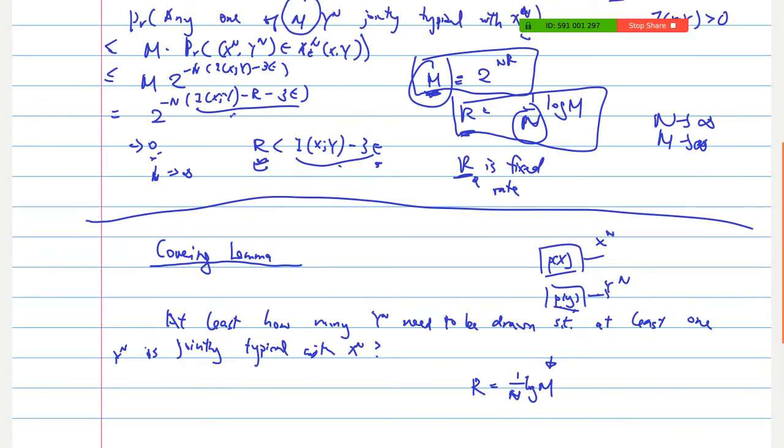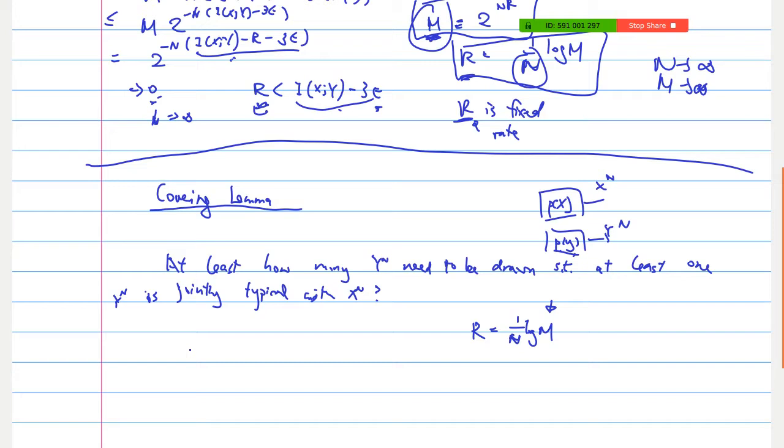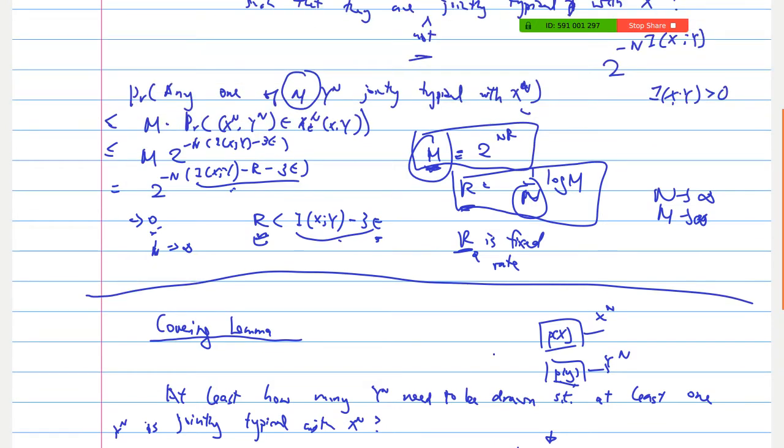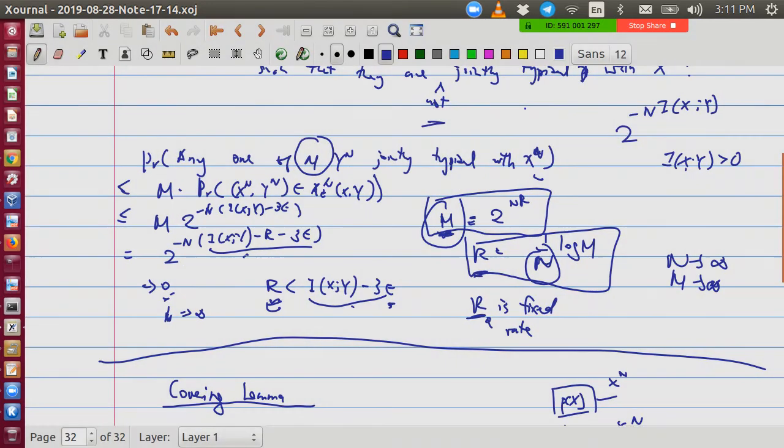So let's do something very similar to this proof here. Let's say the number of sequences we are going to pull out again is m, defined by m equal to 2 to the n r. Then the probability that at least one of the yn is jointly typical with xn, maybe I'll just copy some of this, it'd be easier.